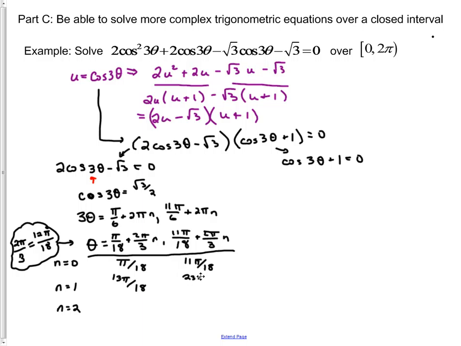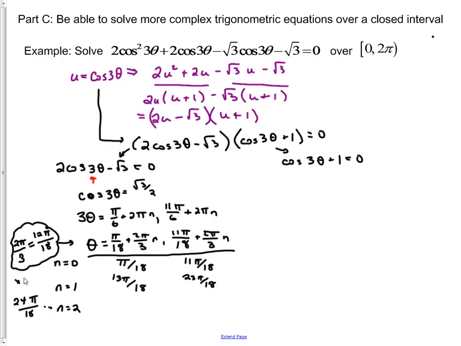23 pi over 18. Still less than 2 pi, right? Because 2 pi is going to be equal to 36 pi over 18, right? So we're still less than that. What happens at n equals 2? Well, that means that we're going to take this, and this is going to be like adding 24 pi over 18. That's a 24 up there. Probably not a very good one, but you'll get the idea, I hope. 24 pi over 18.